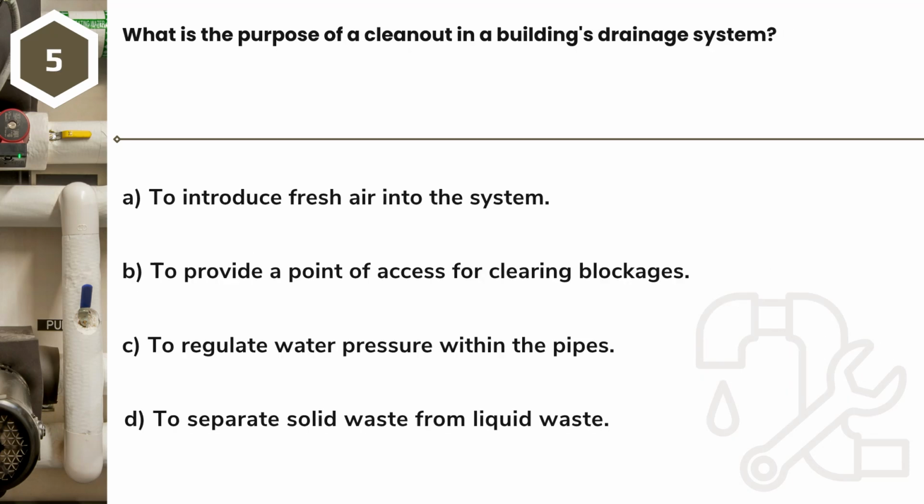Question 5. What is the purpose of a cleanout in a building's drainage system? A. To introduce fresh air into the system. B. To provide a point of access for clearing blockages. C. To regulate water pressure within the pipes. D. To separate solid waste from liquid waste.